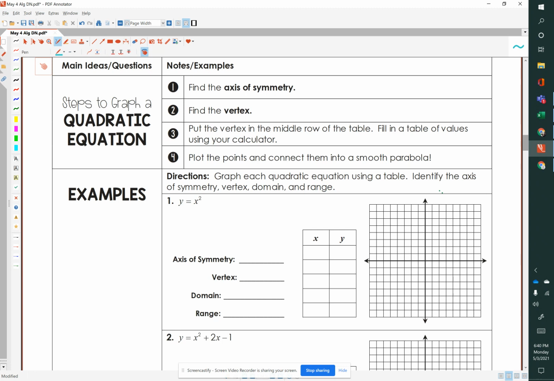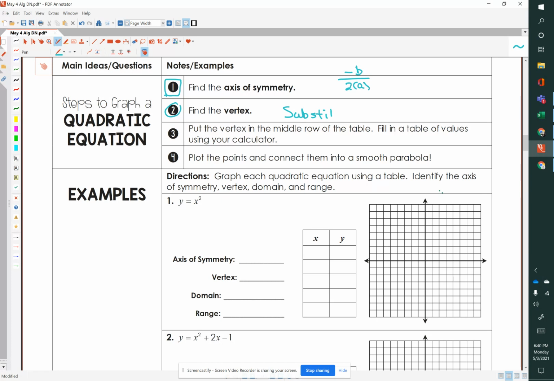We did this a little bit in class Friday just as an introduction, but we're going to actually flesh it all out now and really take our time with it. So we've got these steps. First, we find the axis of symmetry, which is negative b divided by 2 times the a value. So you want to identify the a and b value in your quadratic.